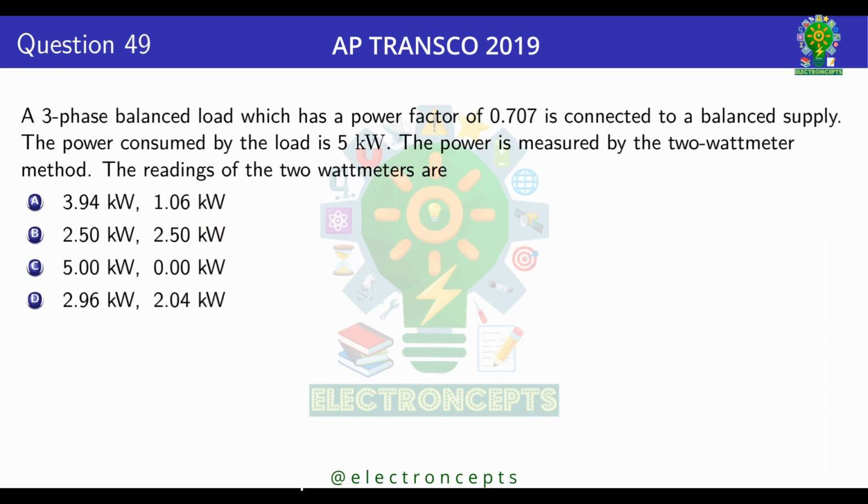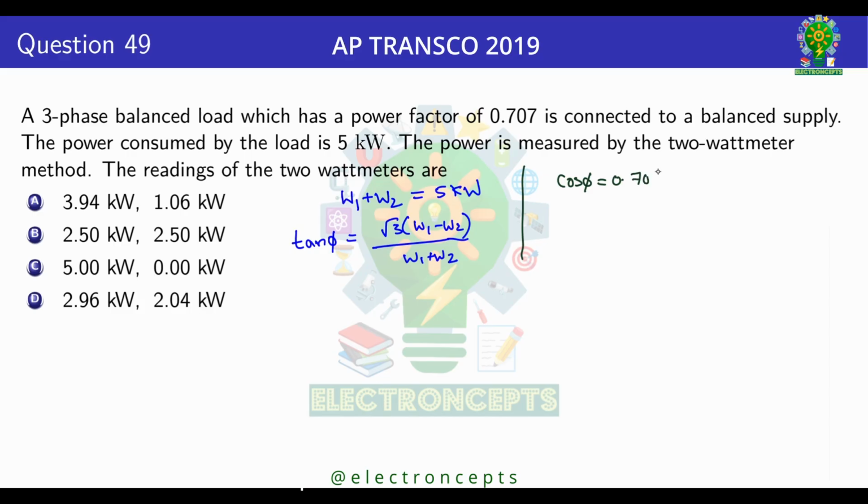Question number 49. A 3-phase balanced load which has a power factor of 0.707 is connected to a balanced supply. The power consumed by the load is 5 kilowatt. The power is measured by the 2 wattmeter method. We need to find the readings of the 2 wattmeters. It is given that the total load is 5 kilowatt. Therefore, W1 plus W2, which are the readings of wattmeter 1 and wattmeter 2, must be equal to 5 kilowatt. And we also know that tan phi is equal to root 3 into (W1 minus W2) divided by (W1 plus W2). To calculate the value of phi, in the question it is given that cos phi, that is power factor, is equal to 0.707.